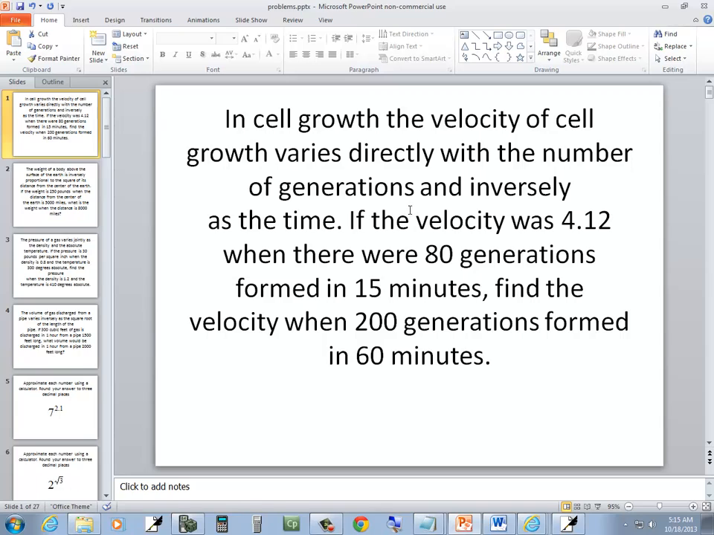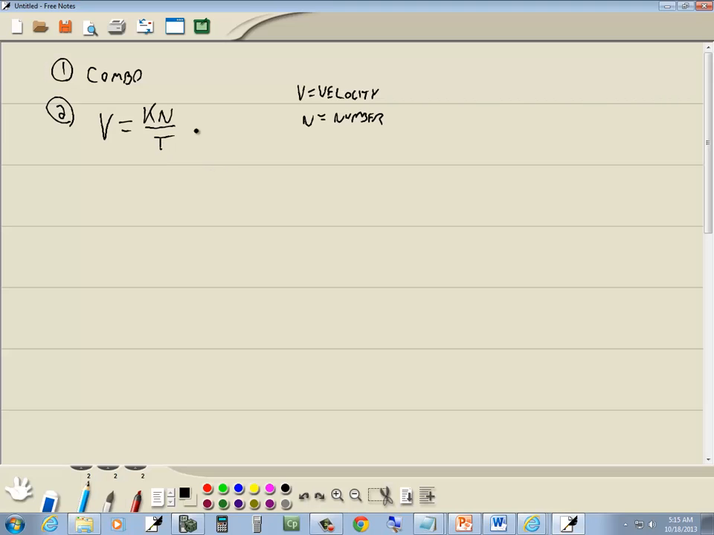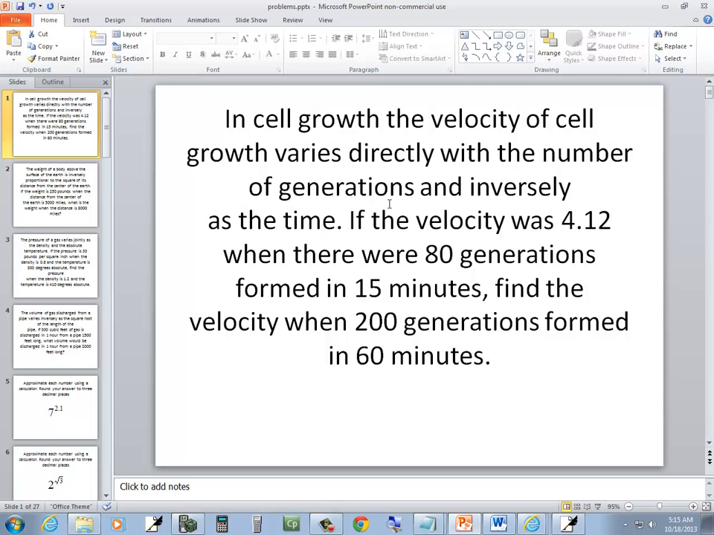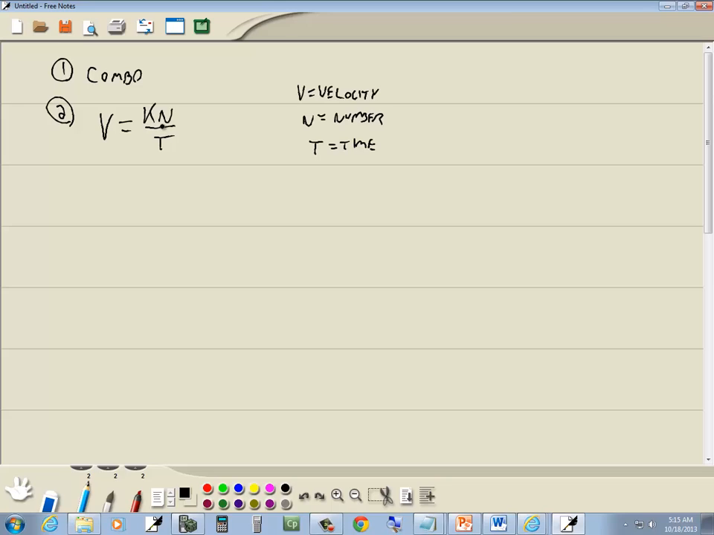And inversely is a time. So T for time. Now the only part that ever goes down in the denominator is the inverse part. That's why we put T down here, because it says inversely is a time. Everything else always goes up on top, and you always have a K no matter what.